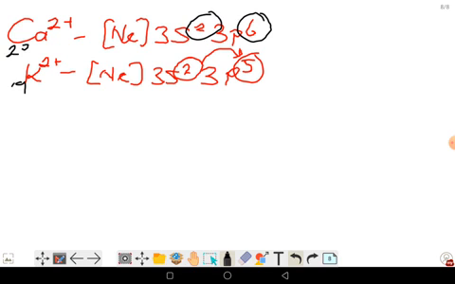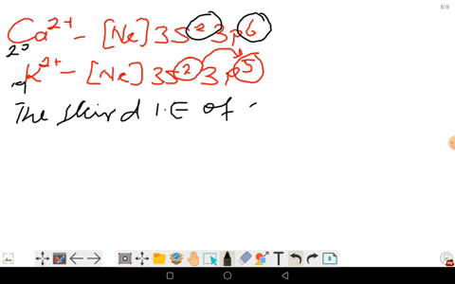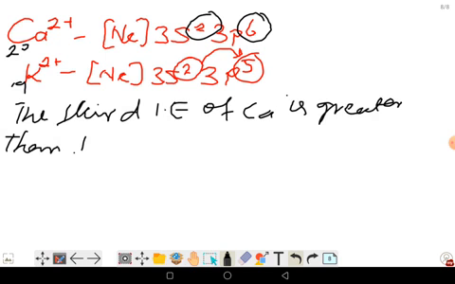So for that reason, the third IE of calcium is greater than the third IE of potassium. By so doing, I believe I have tackled the question of this person.